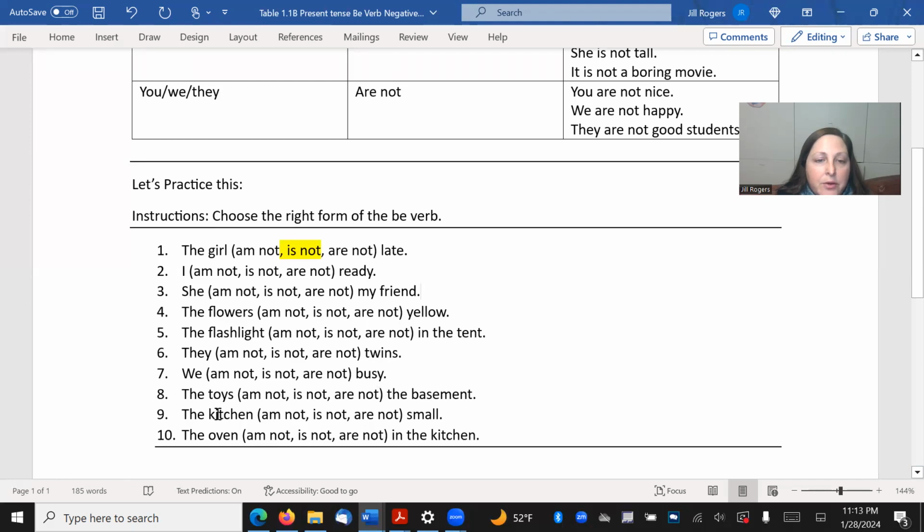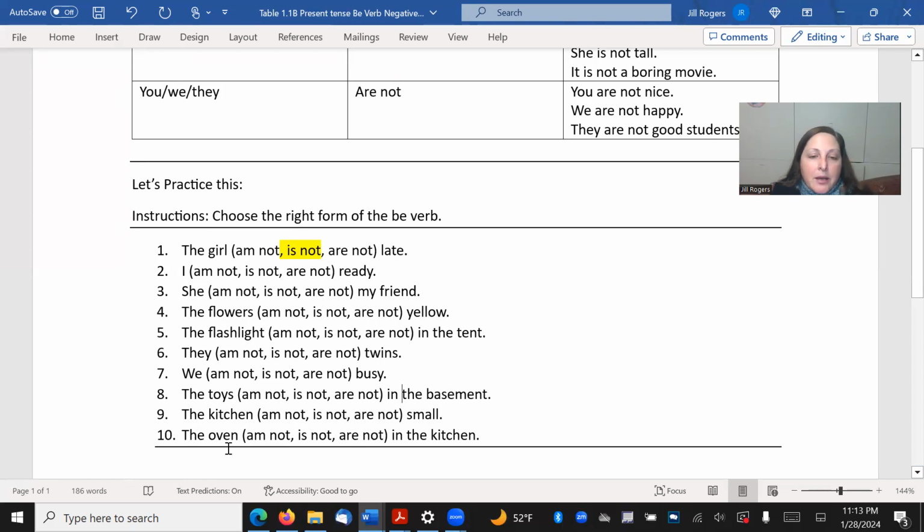Number 8, the toys am not. Oops, I did that typo again. Sorry. The toys am not in the basement. The toys is not in the basement. The toys are not in the basement. Next, the kitchen am not small. The kitchen is not small. The kitchen are not small.